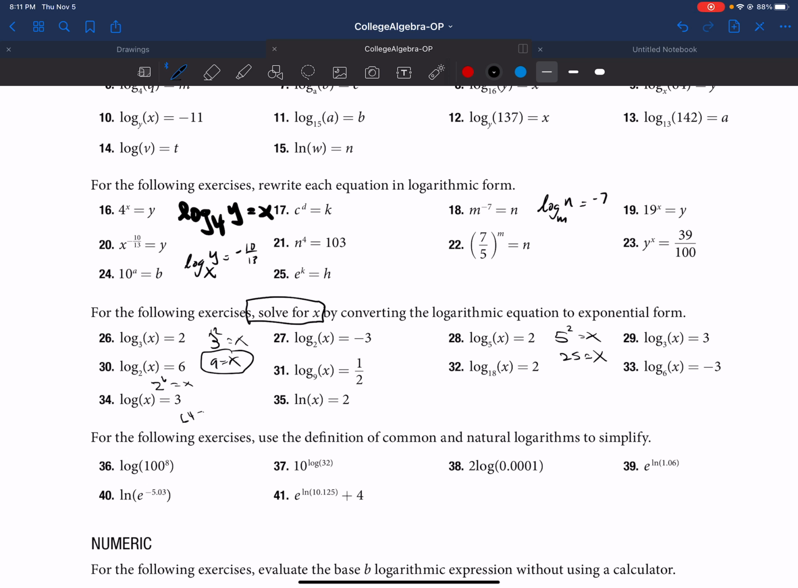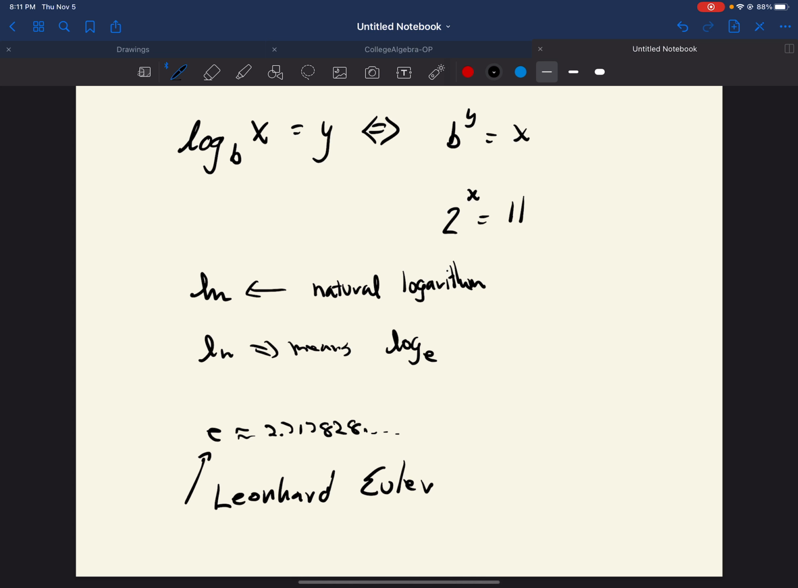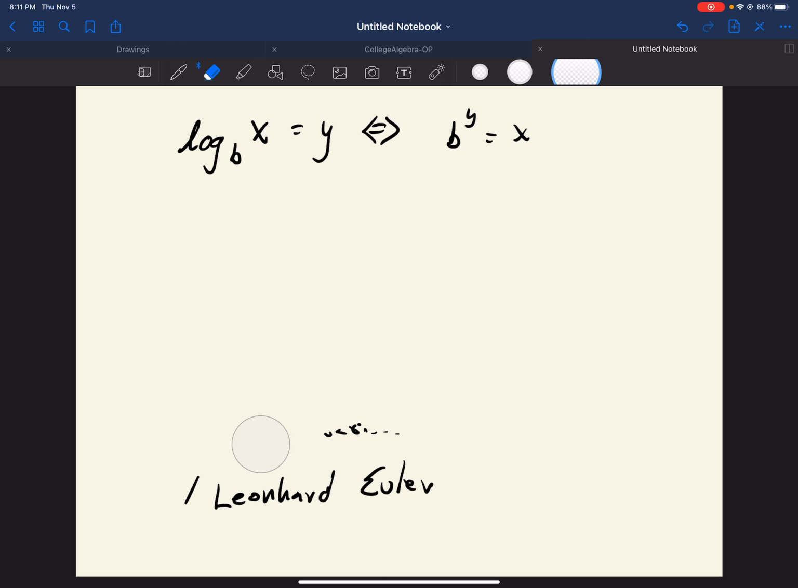So 64 is x, and so on and so forth. In these down here, it says use the definition of these to actually simplify. Now here's the 2 things that you need to know, also in addition to what I've already told you. There are a few properties of logs, and you'll get into more of them as we progress. But there are 2 truths, and here is what they are.